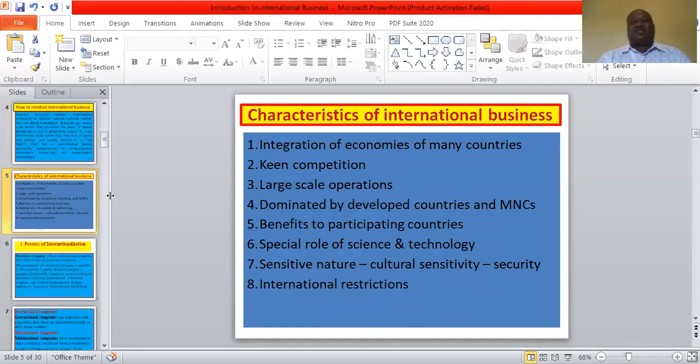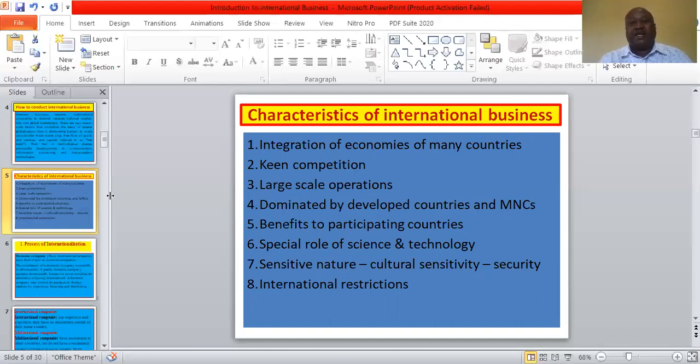Let's look at characteristics of international business. One, it involves integration of economies of many countries, country A, country B, country C, and so on and so forth. It is keen to competition. Countries strive to be the best or better than others. Large-scale operations. These are not small businesses. They are big. They operate at large scales.